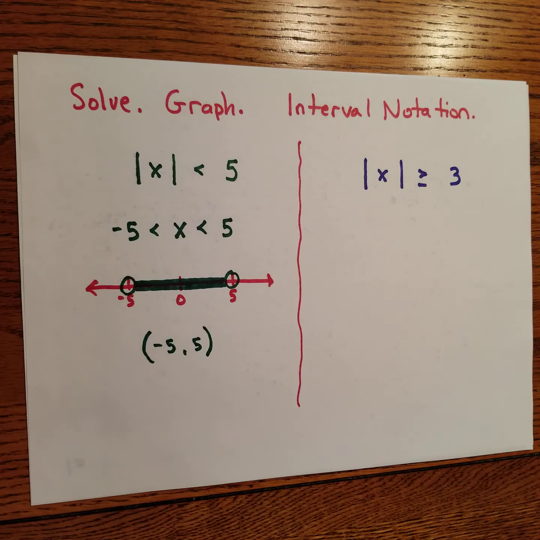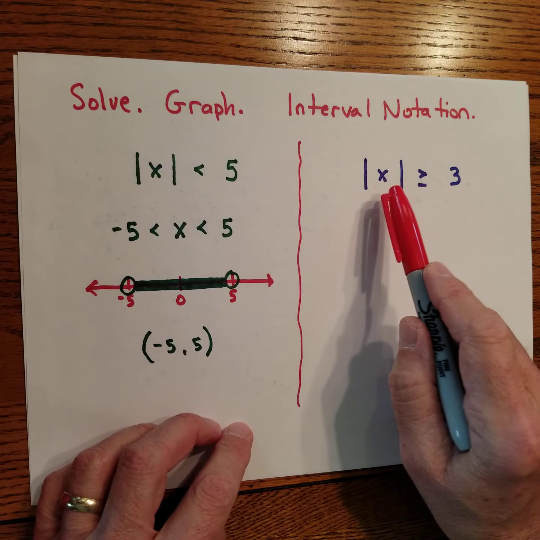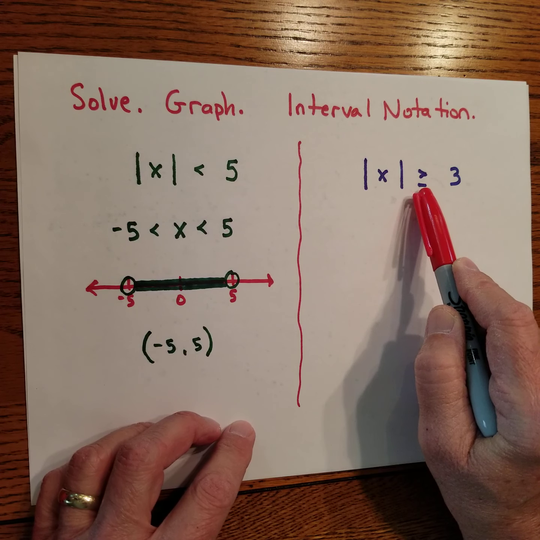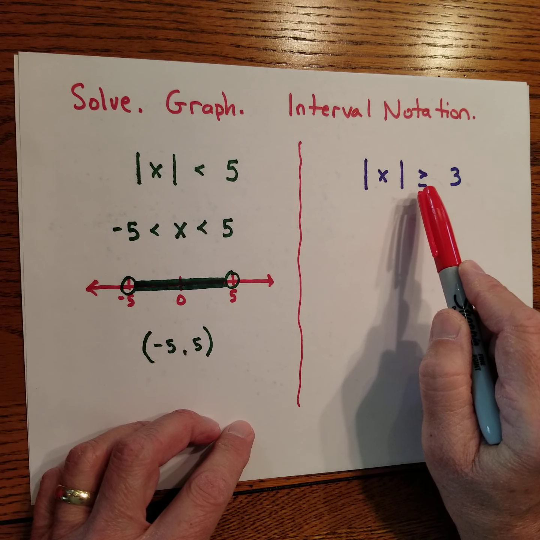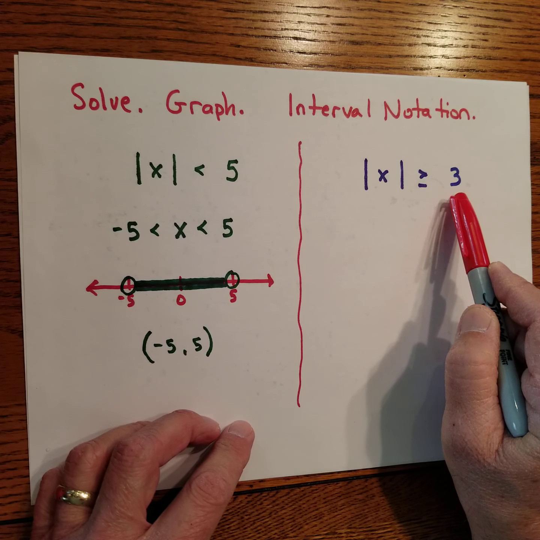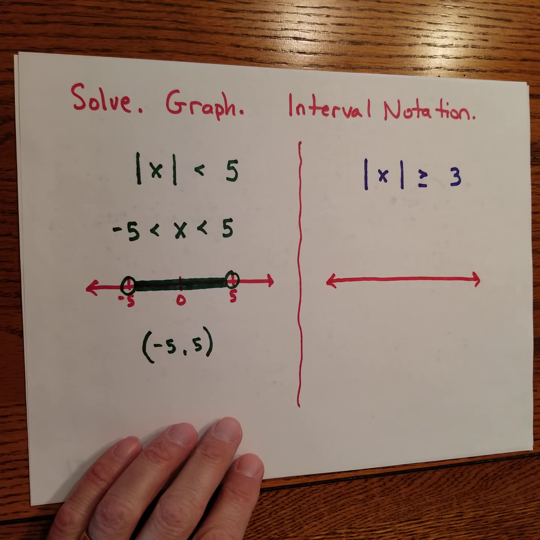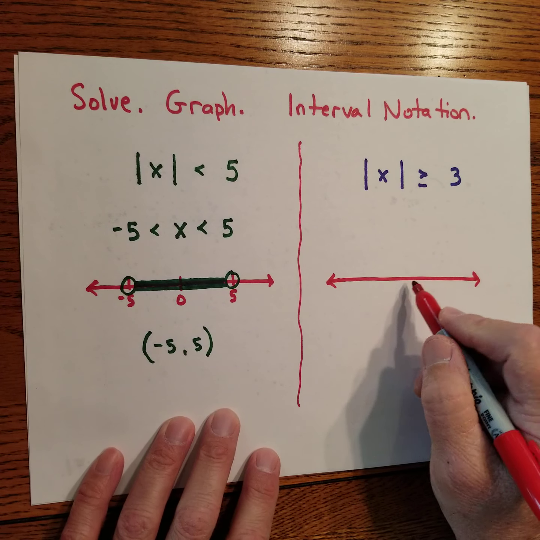Let's try this one. Absolute value greater than or equal to 3. Now, what does absolute value mean? Absolute value means distance from 0. Can you show me all of the numbers that are more than 3 away from 0? Let's show that on a graph. All of the numbers that are more than 3 away from 0.